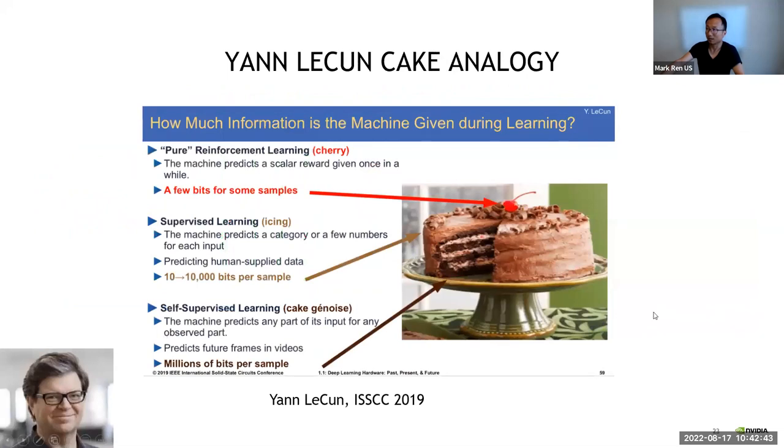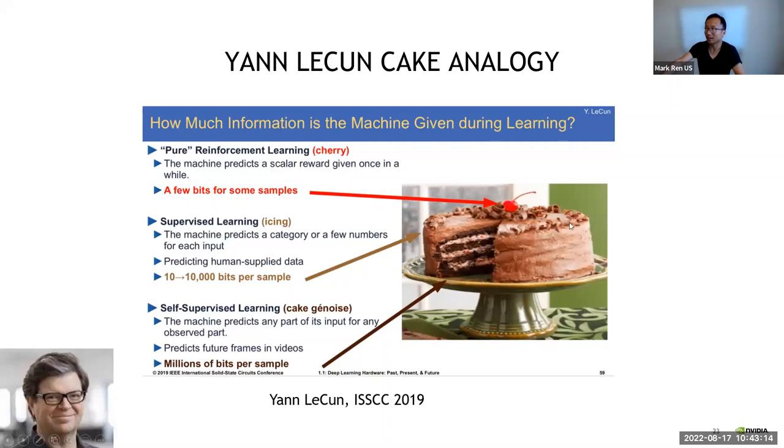That's really what Yann LeCun is saying. Obviously, he's the Turing Award winner. He basically argues that reinforcement learning is just the cherry on top of the cake. This is his cake analogy. It means the information you get from reinforcement learning is just a few bits of reward. That's the only thing you get.